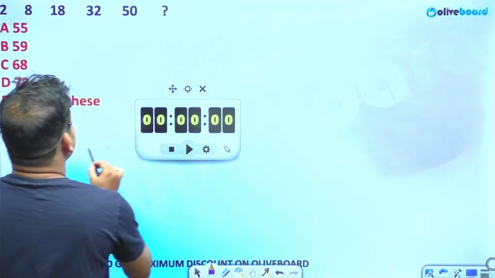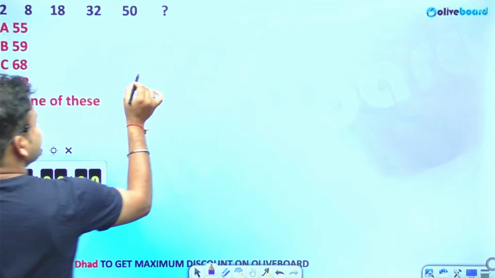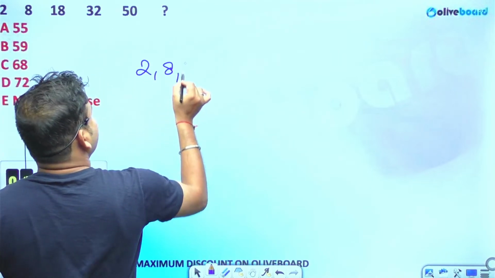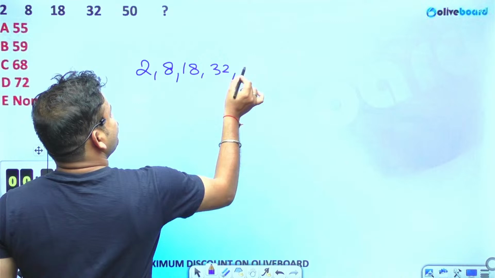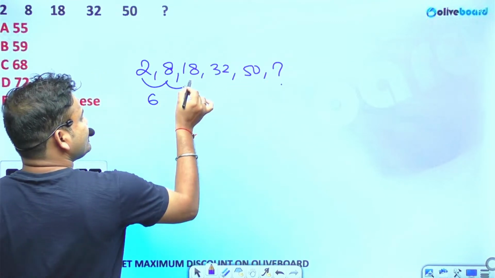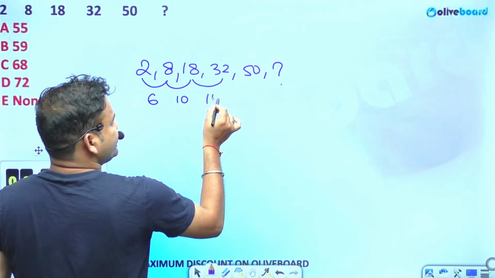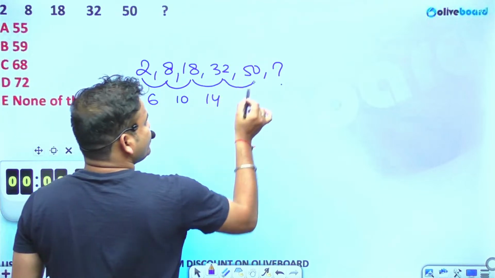Okay, so what kind of series does it look like? It looks like an addition series, so go for it. So 2, 8, 18, 32, 50, and we have a question mark. So what is the increment? The increment is of 6, then comes what? 10. 8 plus 10 is 18, then comes what? 14. So 18 plus 14.